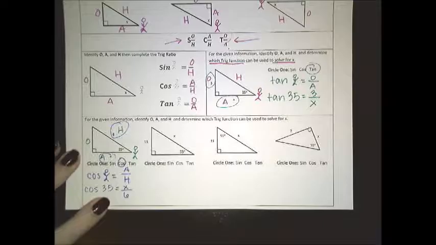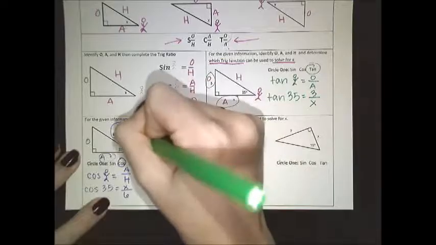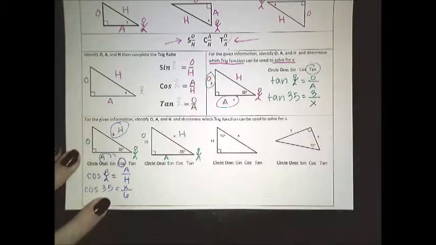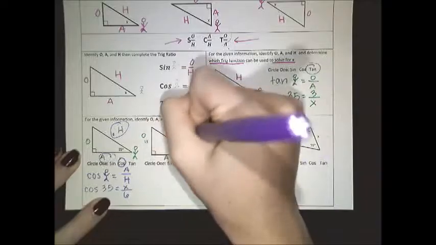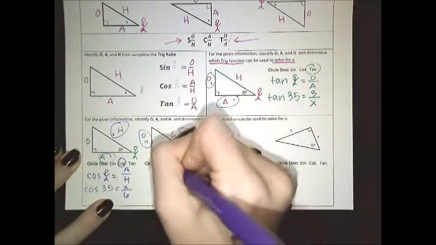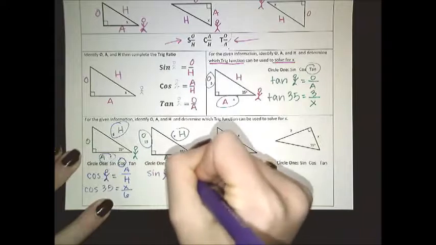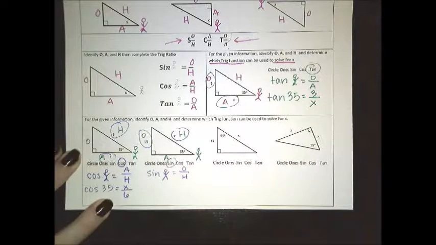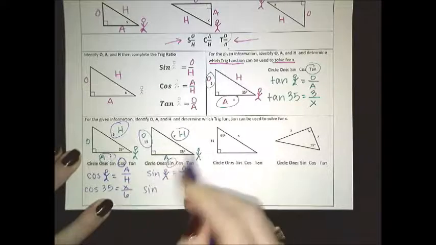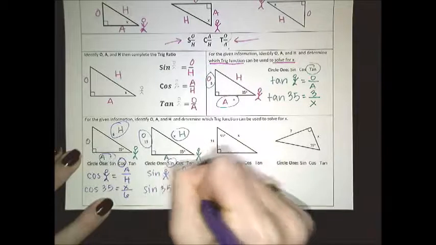All right, let's look at the next one. I draw in Focus Frank where my angle is. I label O, A, and H. Now I want to look at the sides where a number or a variable is given to me. So I have O and H identified here. So up here when I look at my three options, O and H are with sine. So I'm going to circle that, and write in that sine of Focus Frank is opposite over hypotenuse. If I fill in those values, I have sine of 35 degrees equals 13 over x.